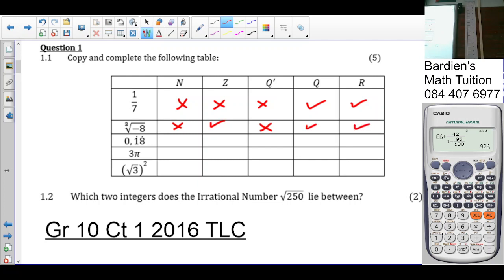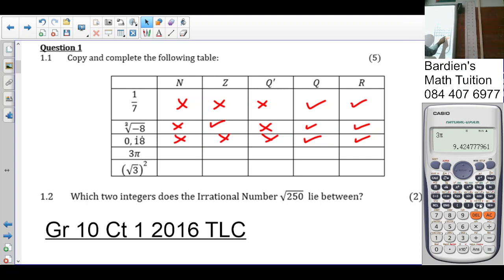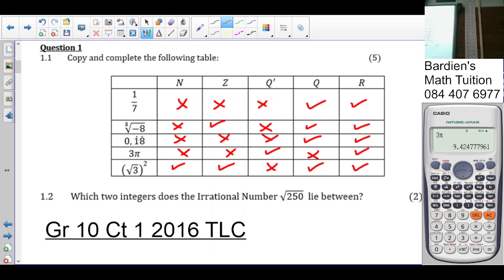0,1,8 recurring, where the 1 and the 8 are recurring: 0,1,8,1,8,1,8. Not natural, neither integer, not irrational, but rational and real. 3 pi, of course you put that in the calculator and press SD to convert it to a decimal. As you can see, it's an irrational number, and of course real. The square root of 3 squared is going to give you 3, so it's natural, integer, rational and real.